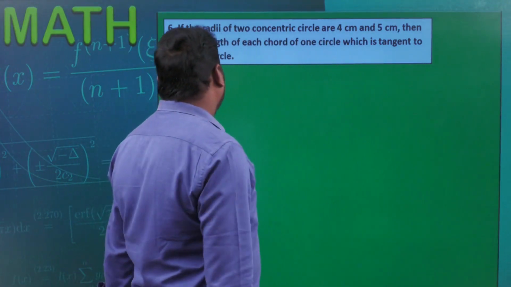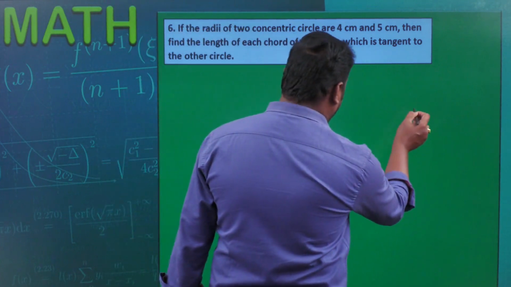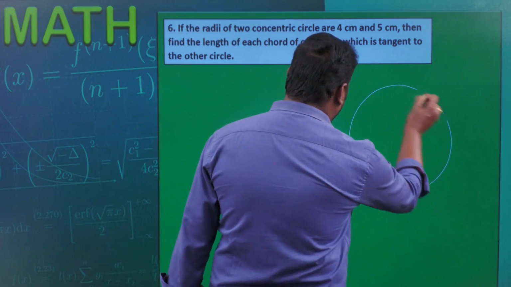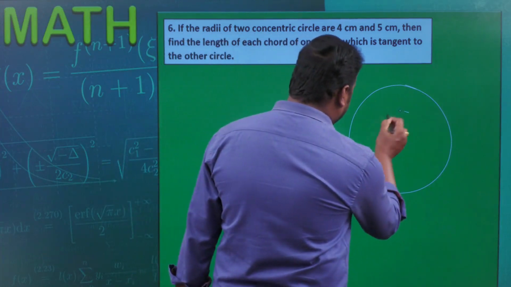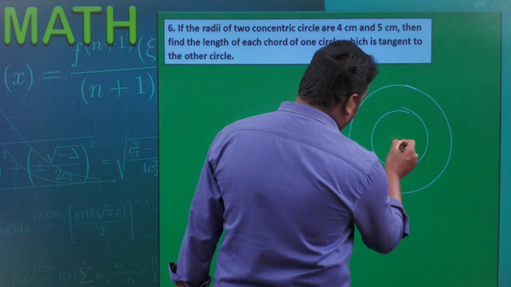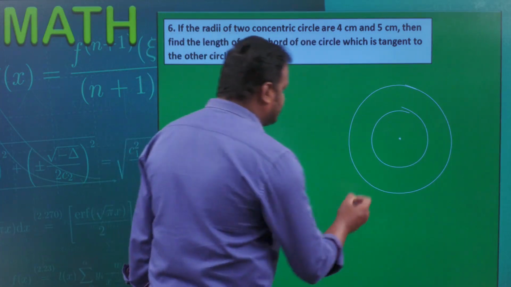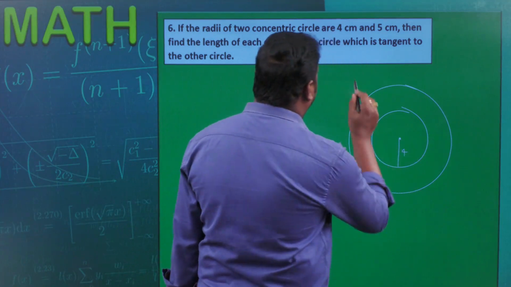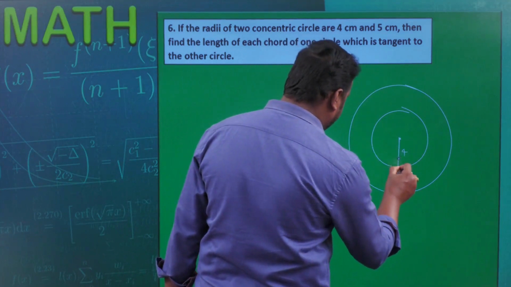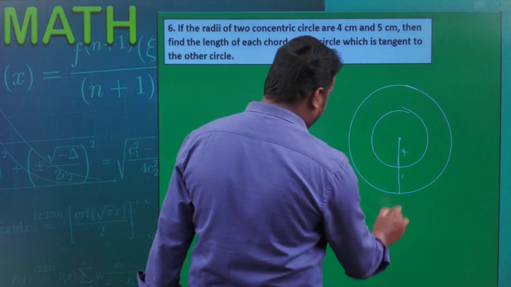Next, if the radii of two concentric circles are 4 centimeters and 5 centimeters, two concentric circles means circles with the same center are said to be concentric circles. This is one circle and this is another circle. This is the center of both the two circles. First circle radius is equal to 4 centimeters. So this is 4 centimeters. And another circle radius is equal to 5 centimeters means this total one is equal to 5 centimeters. It means this is 1 centimeter only, no?